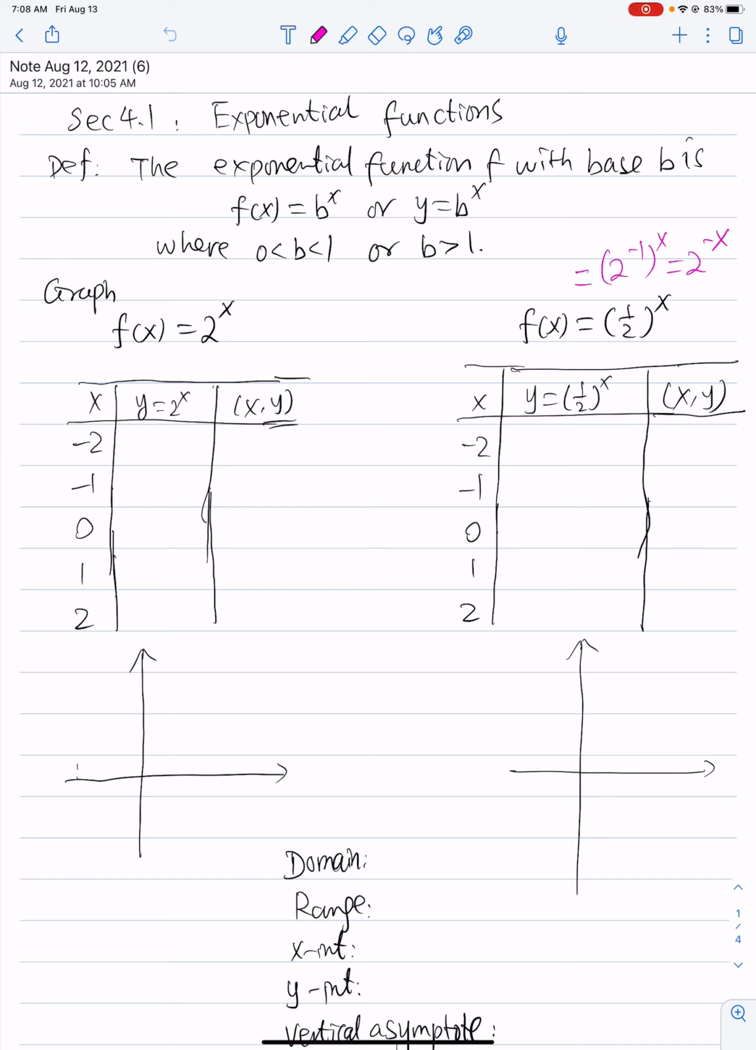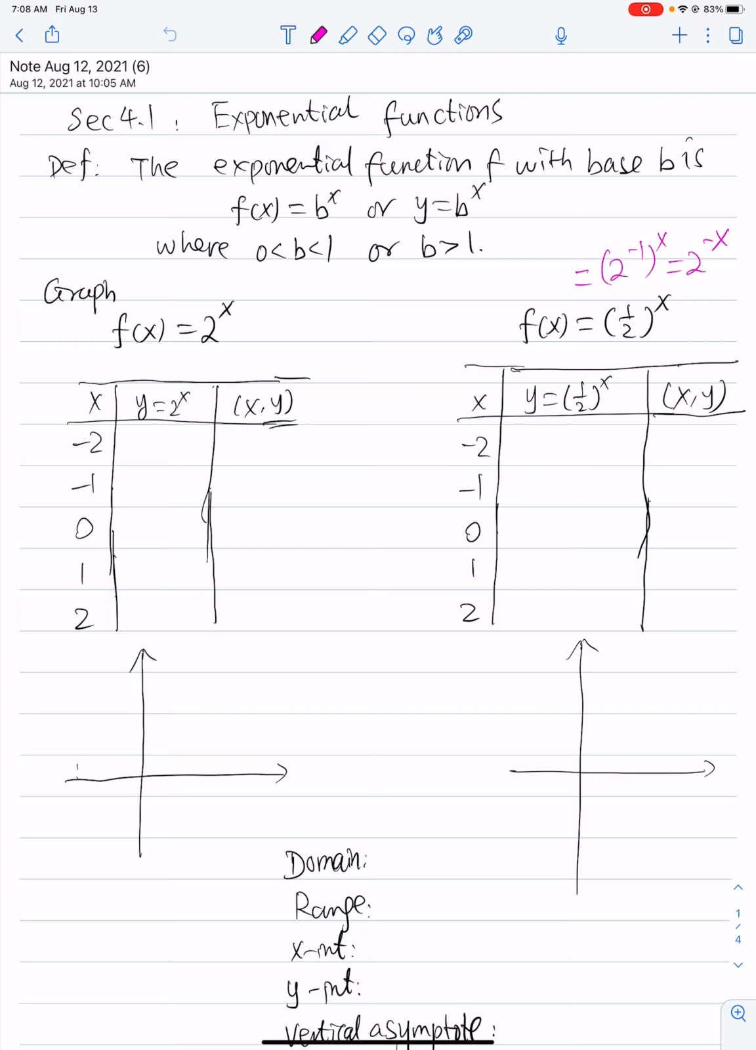Okay, so today we wanted to talk about exponential functions. The exponential function f with base b is defined as f(x) = b to the power x, y equal to b to the x, where 0 less than b less than 1 or b is bigger than 1. Because when b is equal to 1, what happens? 1 to the x is always 1, so it does not matter. So we do not want b to be equal to 1.